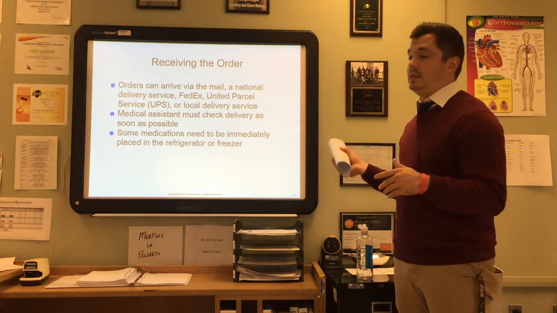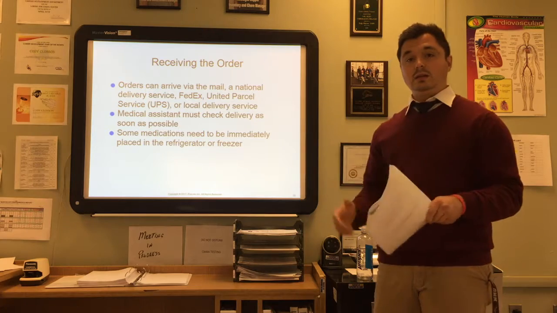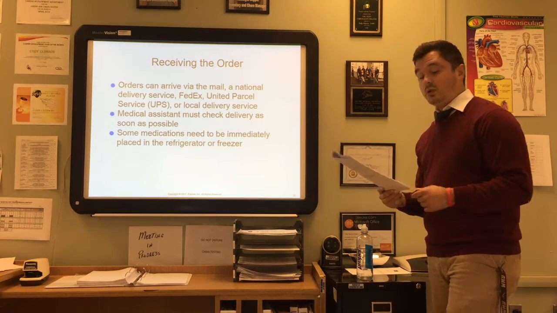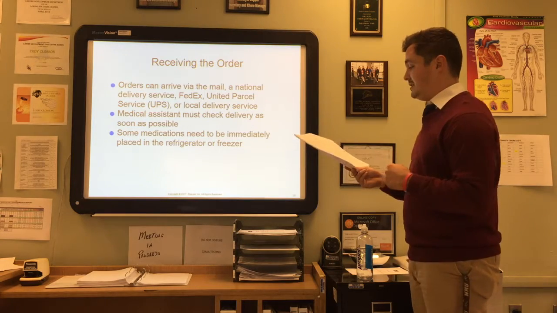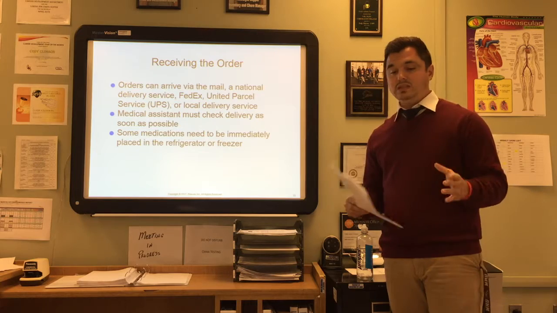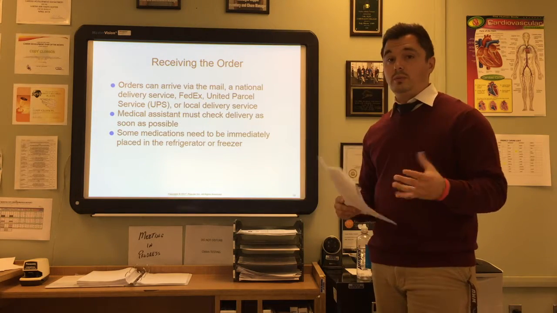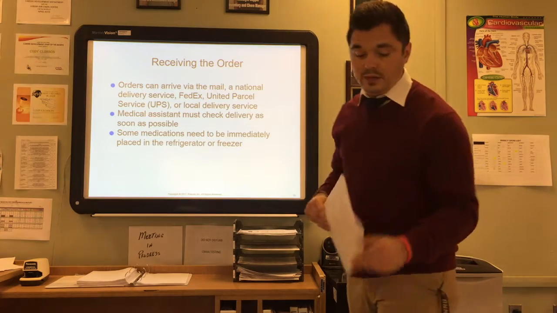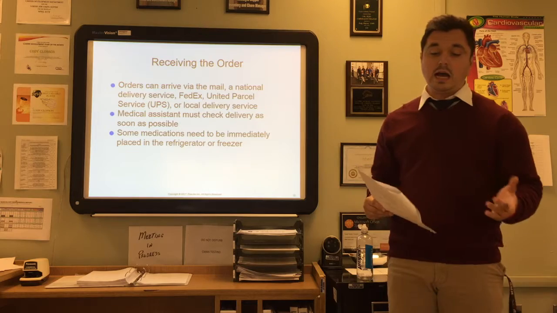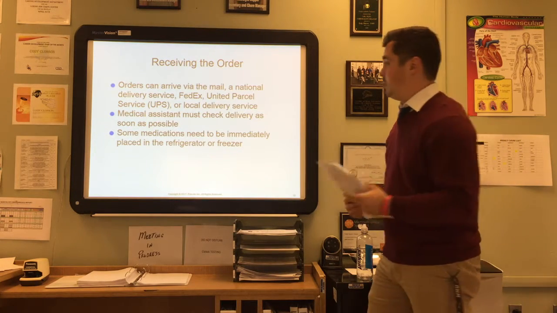Some medications may need to immediately be placed in the refrigerator or freezer, so it's important to get in there, see what's in the package, and then put it where it needs to be. Storage information on these different types of medications can be found in the package insert or on the manufacturer's website. It's important that you keep your vaccines and medications stored properly. If you look on page 187 on the top of your page right there, there is a vaccine storage guideline just to give you an idea about different types of medications and how to handle them.